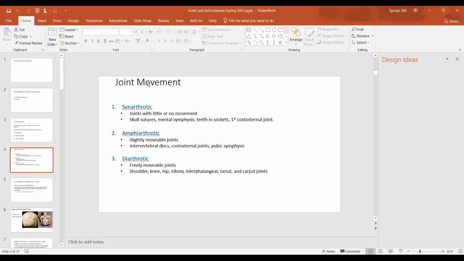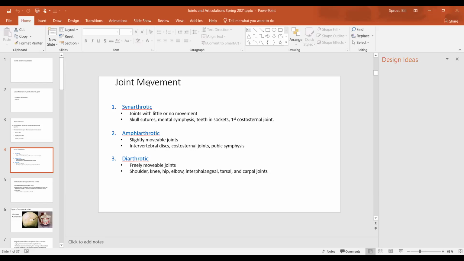And the first costosternal joint, where the first rib articulates with the sternum, is a joint that doesn't move. All the rest of the joints in the ribs are slightly movable, but that very first one is not. That's a synarthrotic joint. Everybody thinks of sutures in the skull as the classic. That's a great example of a synarthrotic, immovable joint. Now, the amphiarthrotic joint is slightly movable.